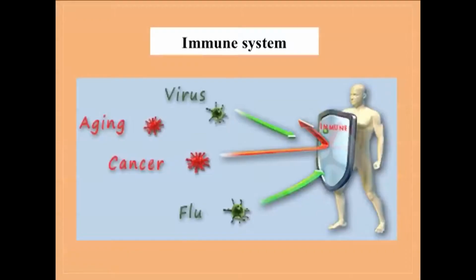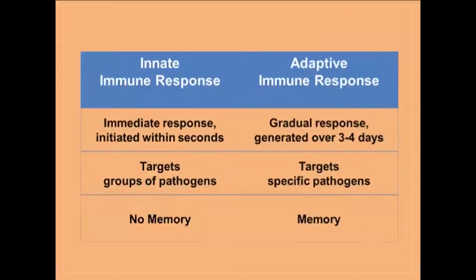Dear students, today I will discuss cell-mediated immunity. What is the immune system? It is a complex network of different cells, organs and soluble proteins. An immune system protects us from foreign invaders. Now, the immune system can be divided into the innate immune system or response and the adaptive immune response.